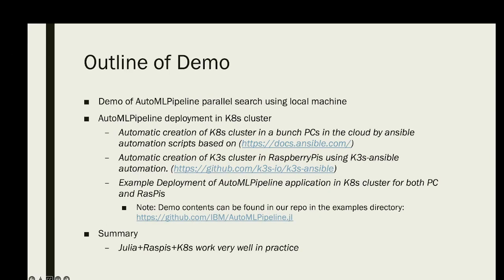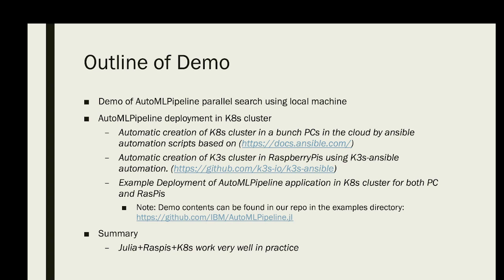And here's the outline of the demo. First, we will start with a simple use case of running the AutoMLPipeline parallel search in the local machine. And then we're going to deploy our application. But before that, we will show you how to create the K8s cluster in a bunch of PCs using the Ansible automation script, and then how to do automatic creation of K8s cluster in Raspberry Pis using the K8s Ansible automation. And finally, we're going to show the example deployment of the AutoMLPipeline application in the K8s cluster for both PCs and RasPis. Note that the demo contents can be found in our GitHub repo in the examples directory.